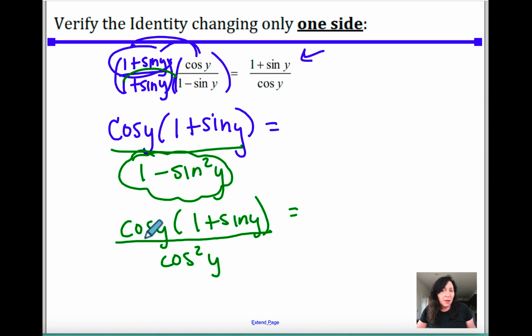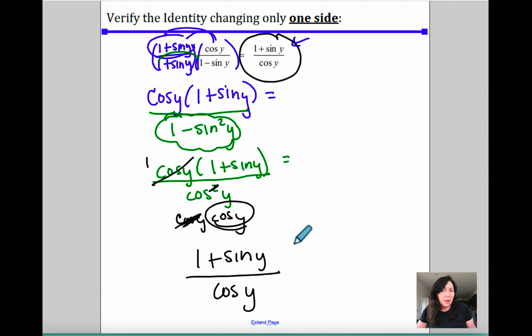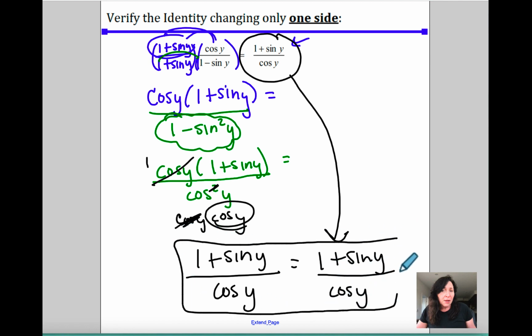Now, I recognize that, and I absolutely can write this twice. If that makes you happy, do that, right? But one of these cosines will cancel with one of these, which means that I have 1 plus sine of y on the top, because that became 1. On the denominator, I just have 1 cosine left. And if I look to see actually what I'm trying to prove, we did it. So you're going to draw this little arrow straight down. You're going to go 1 plus sine of y over cosine of y, box that up, and you're done. Okay?